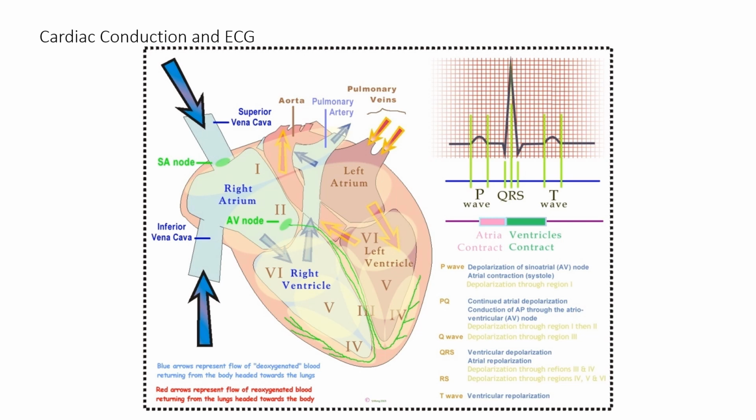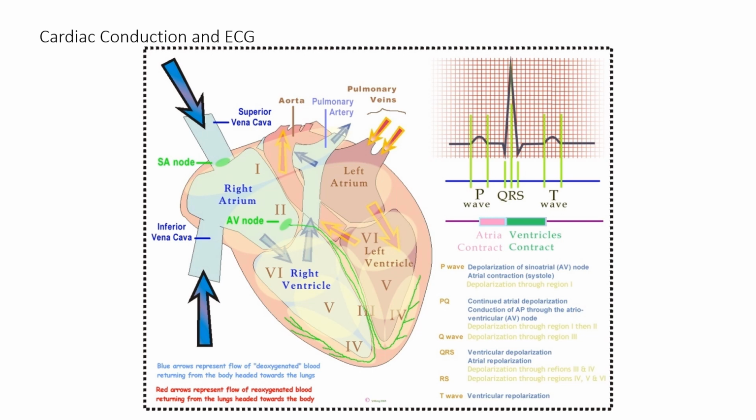With the Q wave, you have some depolarization through region 3, which is right here at the septa. So that's the start of the ventricle contraction, but it's not really contracting yet. That's just the electrical wave moving through the septum. And then the QRS is the ventricular depolarization and the atria repolarization. That's kind of moving through regions 3 and 4 down here.